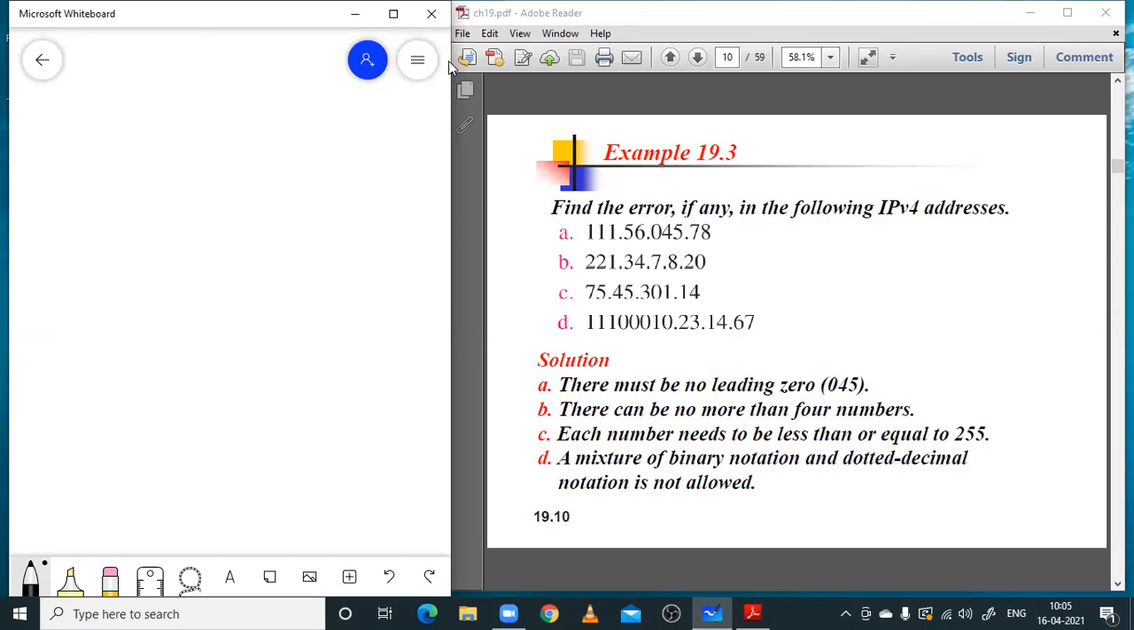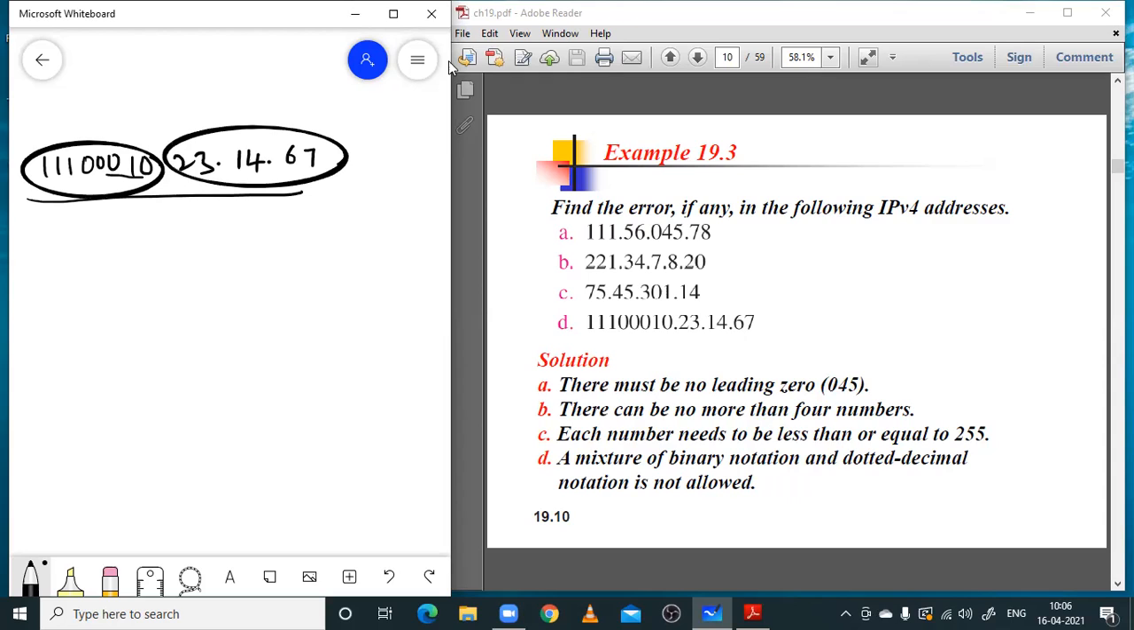Now coming to the last one, 111.000.10.14.67. What we are trying to do here, see, this is binary representation and this is dotted decimal representation. We cannot mix both types of representations in one IP address. So this is also not a valid IP address. A mixture of binary and dotted decimal is not allowed.